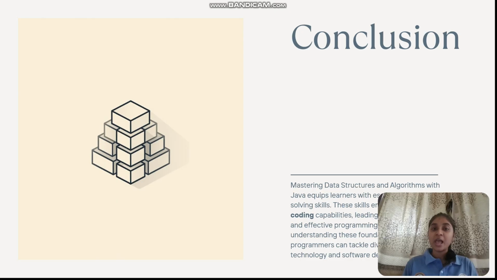This learning journey helped me see how these concepts are used in real world systems such as search engines, social media platforms, navigation systems, and operating systems. Overall, this experience improved my understanding of how efficient software systems are designed and strengthened my interest in learning more about advanced algorithms and data structures in the future.